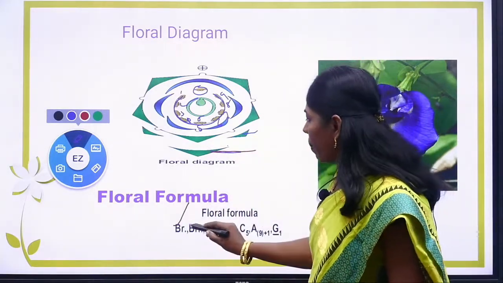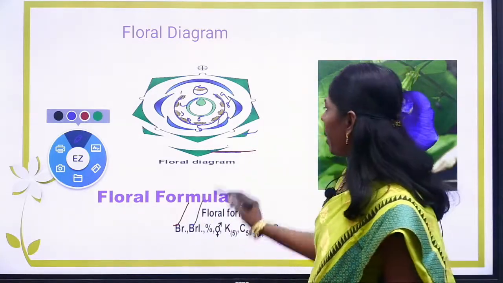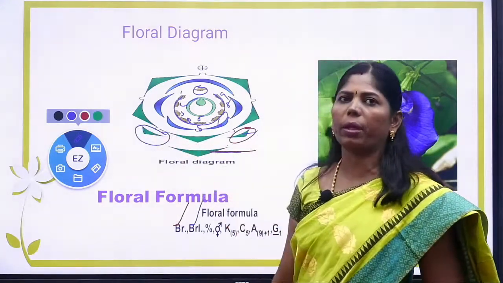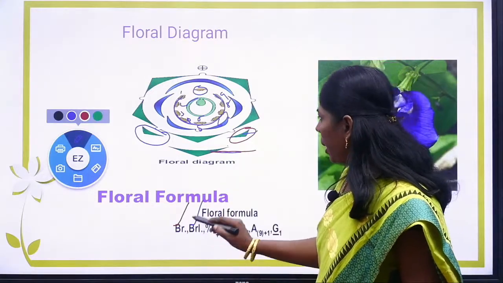Okay, so what is the BRL? Okay, so bracteoles are present. Which is the bracteoles? It has 2 bracteoles. That's a large sized bracteoles. Okay, so the bracteoles here are somewhat large in size. So this is bracteolate.